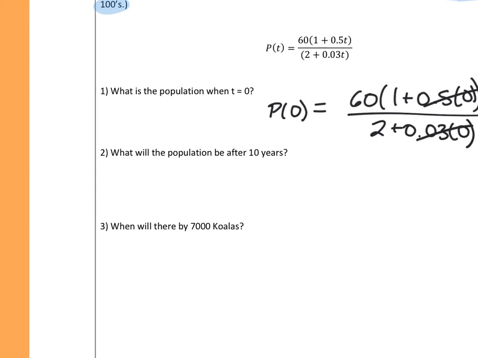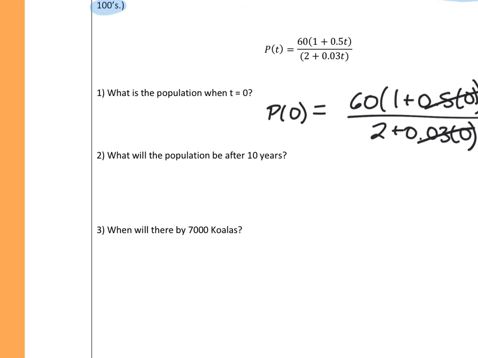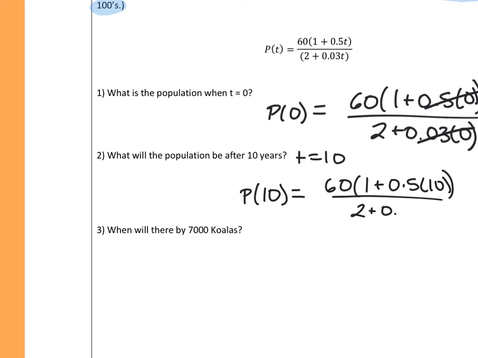Okay. What will the population be after 10 years? What am I doing there? 10 years. What are they giving me? Are they giving me population or are they giving me time? Time. They're giving me t equals 10. So I need to do the exact same thing I just did, but I need to plug in 10 instead, right? So 60 times 1 plus 0.5 times 10 over 2 plus 0.03 times 10.